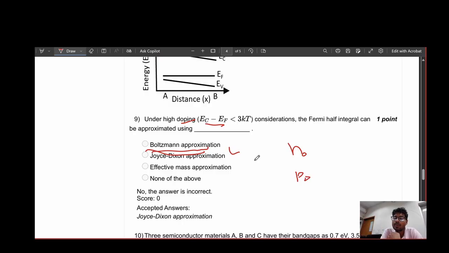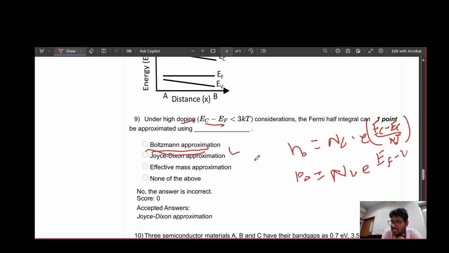So N naught is equal to NC into e raised to power EC minus EF by kT, and P naught is equal to NV into e raised to power EF minus EV by kT, or something like that. There will be a minus sign, you can check. So these are the approximations.